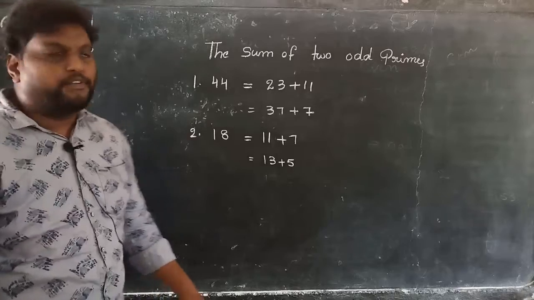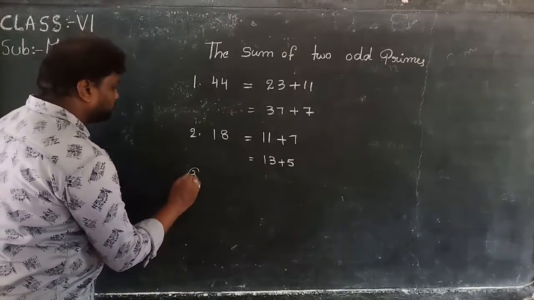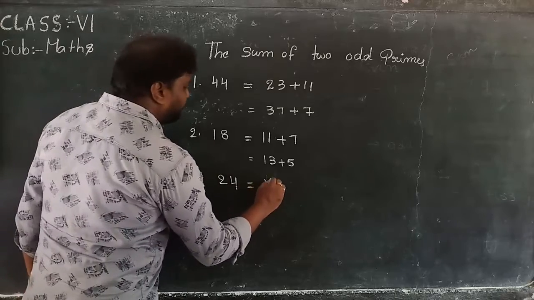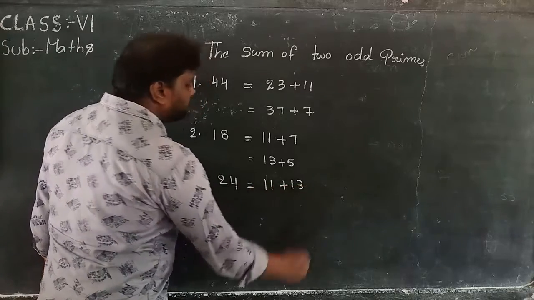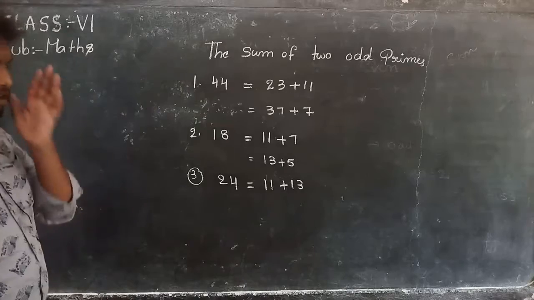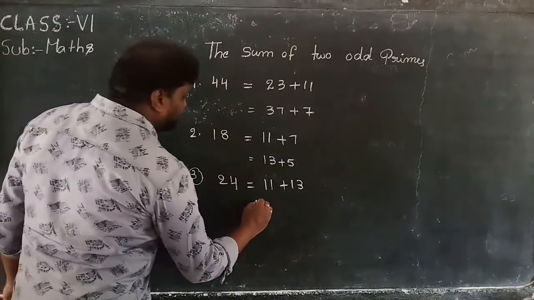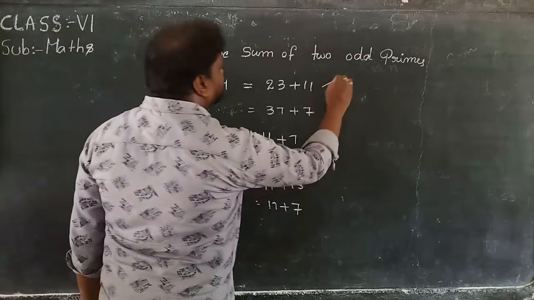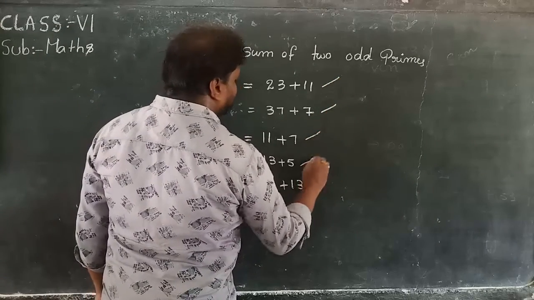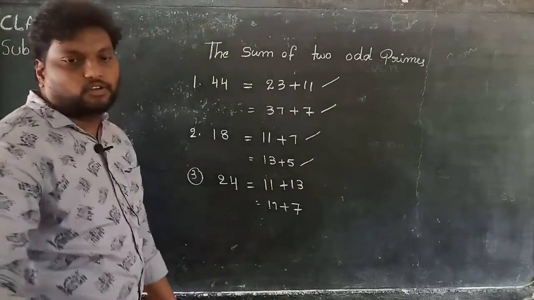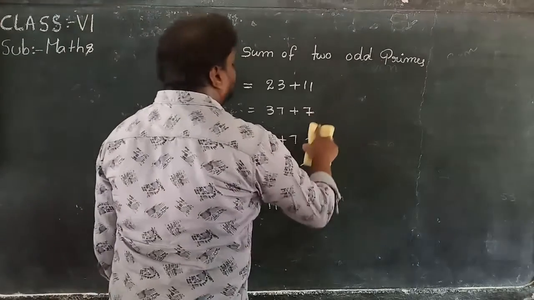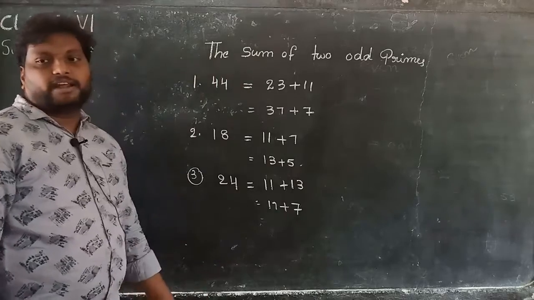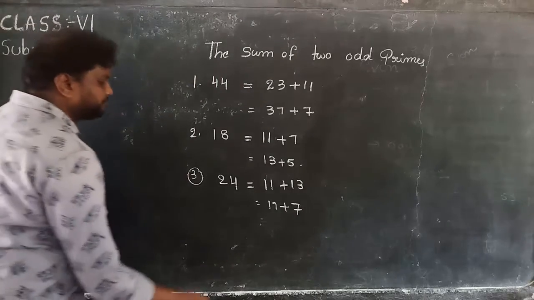Like that. One more problem we will check: 24. How to write 24? 11 plus 13 is one combination, and 17 plus 7 is one combination. This is the first combination, this is the second. Don't be confused again, I am just writing combinations. 17 plus 7 we can also write.